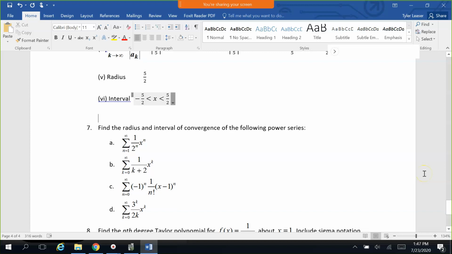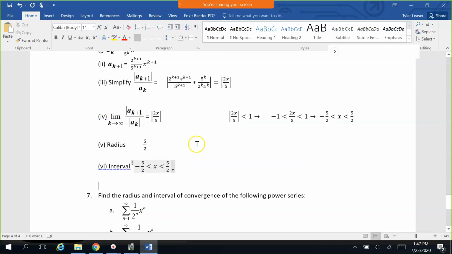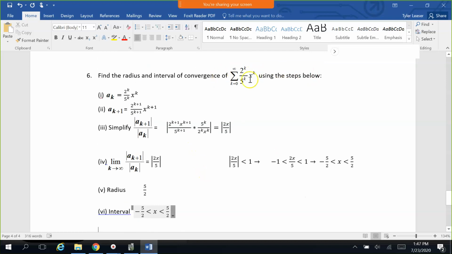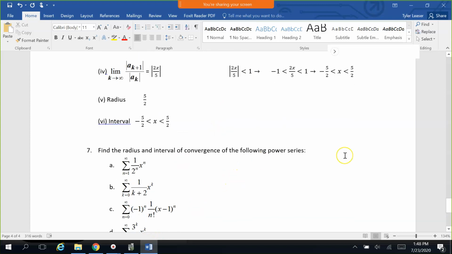And then don't forget what that means. This means that whenever you do the series for this, it converges only on this interval of the number line. So if you were looking at the graph, then the series of this graph only converges on this tiny little space here between negative 5/2 and positive 5/2.